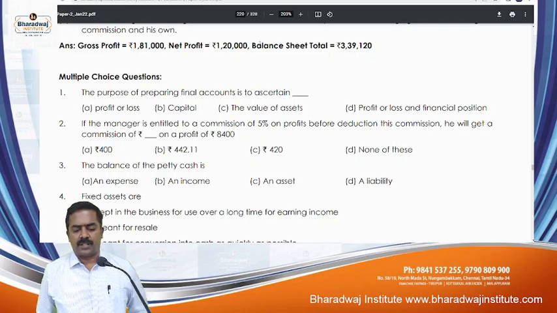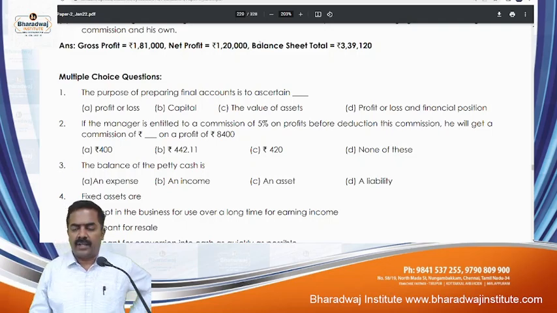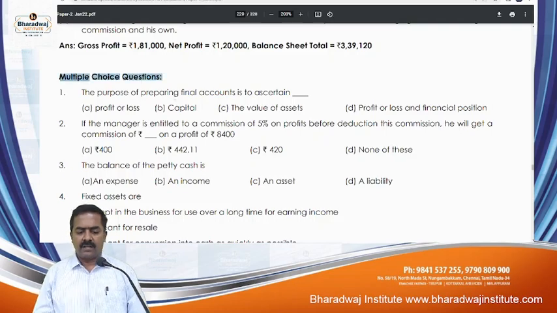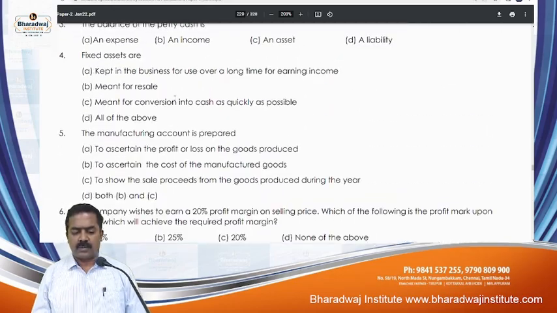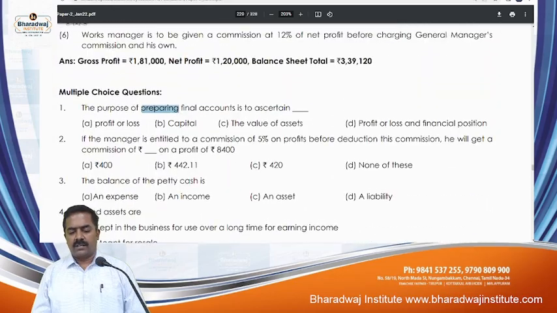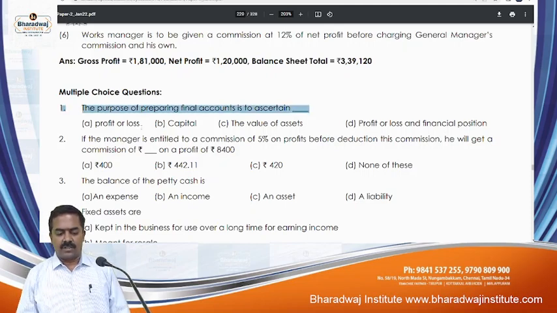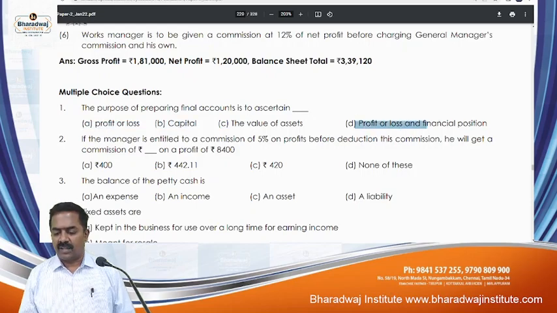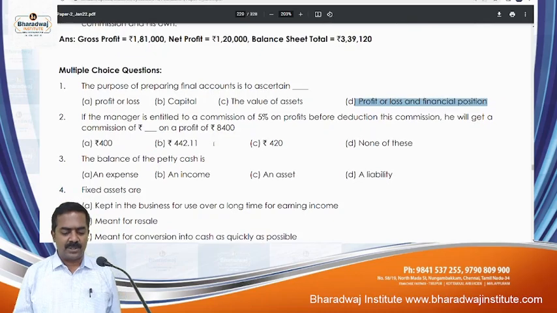Come to multiple choice questions, page number 220 as per the copy which I am having. 212, oh sorry. Yes, 212. Look at the first question. The purpose of final accounts is to ascertain: is it only profit or loss, or capital, or value of assets? Profit or loss, and which one? Financial position. Answer is D. Without looking at the solution, try to answer.